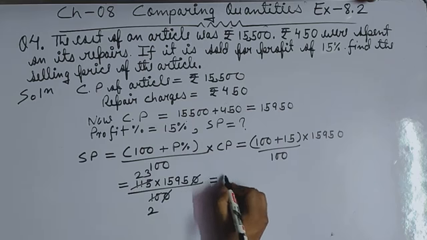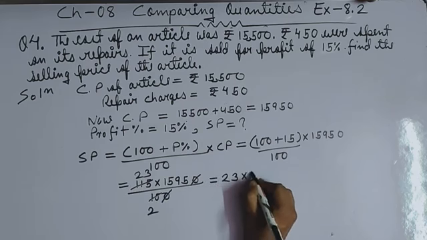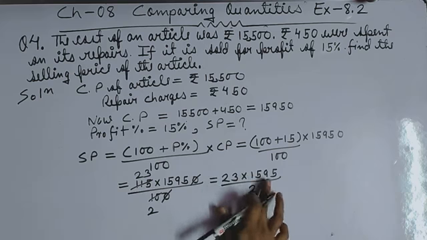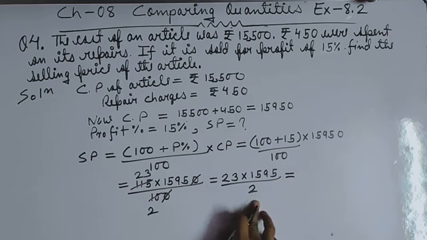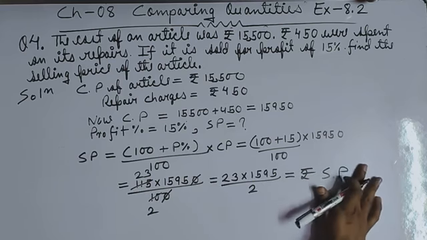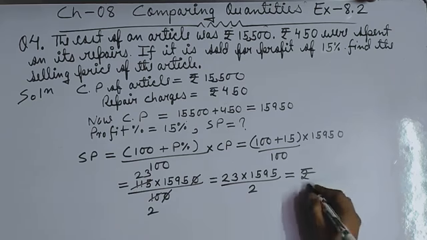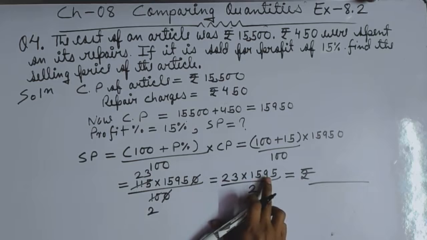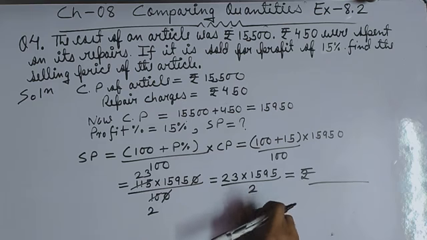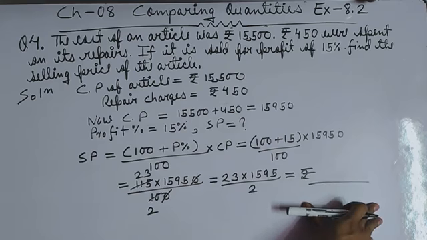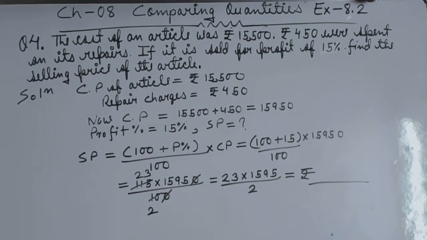So this will be 23 multiply 1595 upon 2. When you multiply this and divide by 2, जो आंसर निकलेगा that will be your selling price. So this you will be doing by yourself as a homework. Multiply करके divide. पहले इन दोनों को 23 multiply 1595 करोगे, then जो आंसर निकलेगा उसको 2 से divide करोगे, that will be coming in the decimals. That will be your selling price of the article which is sold for 15%.